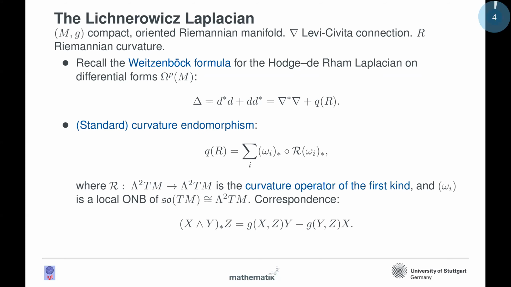This can be defined in several ways, and this is one of them when you write it down. This curly R is called the curvature operator of the first kind, and you get it from the Riemannian curvature tensor by understanding it as a symmetric endomorphism on bivectors. So you plug in a two-form or a bivector, and you get out a two-form. The correspondence between bivectors and skew-symmetric endomorphisms is via the metric itself. It's kind of a technicality, but I think this is a good way to introduce this q of R term. We're going to use this later.